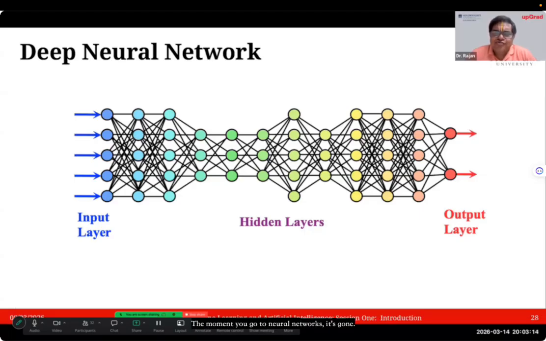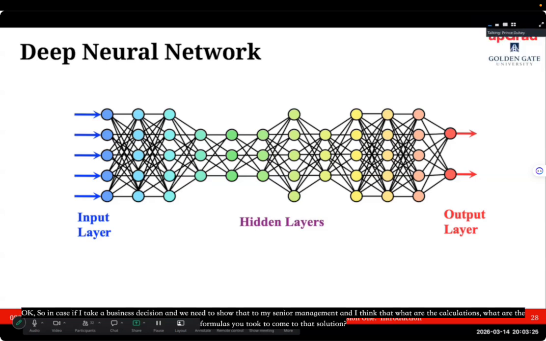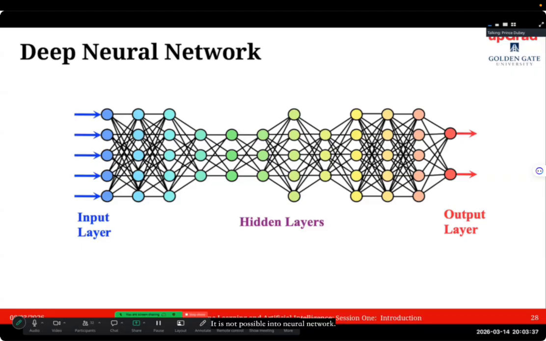Explainability is missing the moment you go to neural networks. It's gone for a toss. There is no explainability in neural networks. So in case I take a business decision and need to show that to my senior management, and they ask what calculations and what formulas I used to come to that solution, it's not possible with a neural network. Is that correct? No, it's not possible. You are correct.